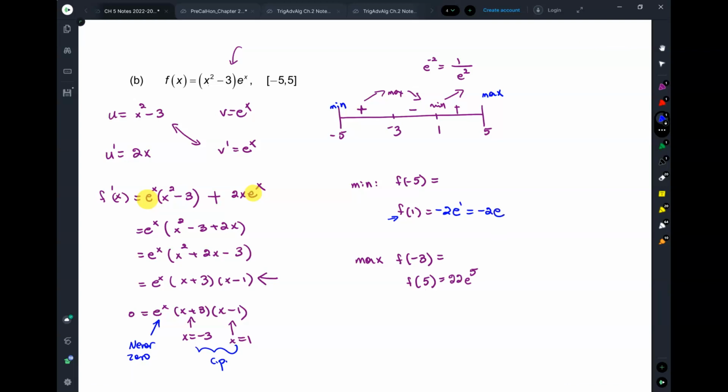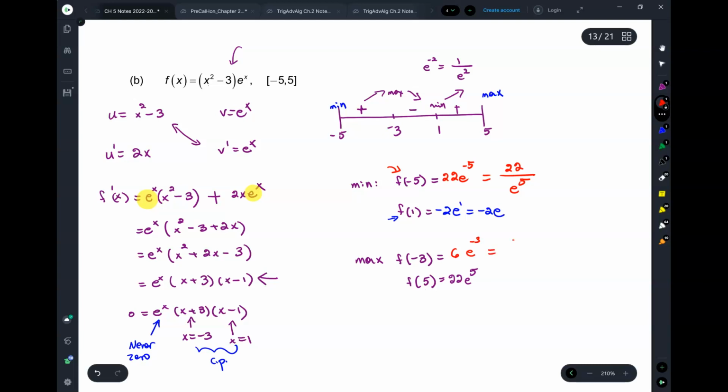Now let's do this very first one. -5, you plug it in here, what do you get? 25 minus 3 is 22, e to the -5, which is 22 over e to the 5. The last one, you plug it in. 9 minus 3 is 6, e to the negative 3, 6 over e cubed.